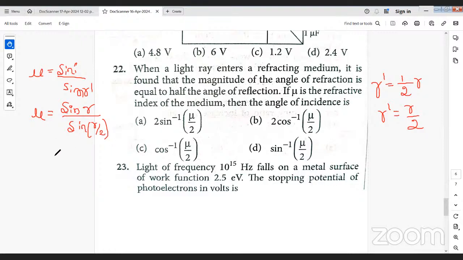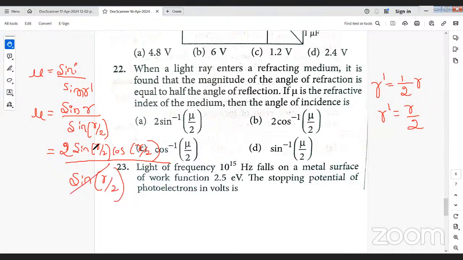Okay. So now in the numerator, students, in the numerator term, what I will do is use the half angle formula. That is sin 2 theta is equal to 2 sin theta into cos theta. But here it is only sin theta. So therefore, it will be 2 sin of R by 2 into cos of R by 2. This whole divided by sin of R by 2. So sin of R by 2, sin of R by 2 will get cancelled. So finally what we are getting? We are getting it as 2 cos of R divided by 2.